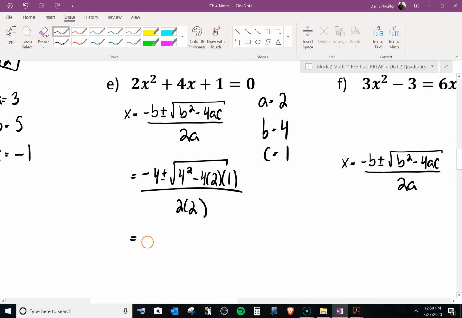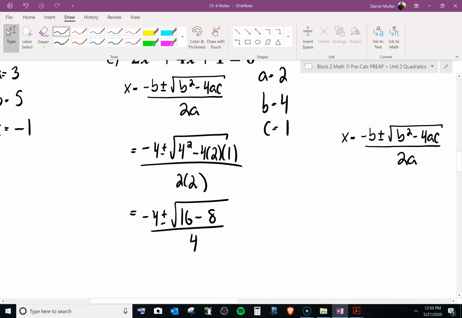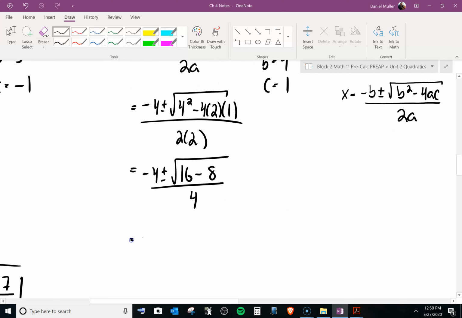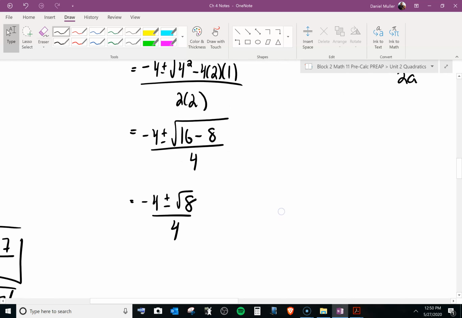So I've got negative 4 plus or minus the square root of 4 squared, which is 16, minus 4 times 2, which is 8, 8 times 1 is 8. And then 2 times 2 is 4. So I have negative 4 plus or minus the square root of 8 all over 4. Now the square root of 8 can be split up into 2 times 4, and 4 can be split up into 2 times 2, and I can carry this 2 down.